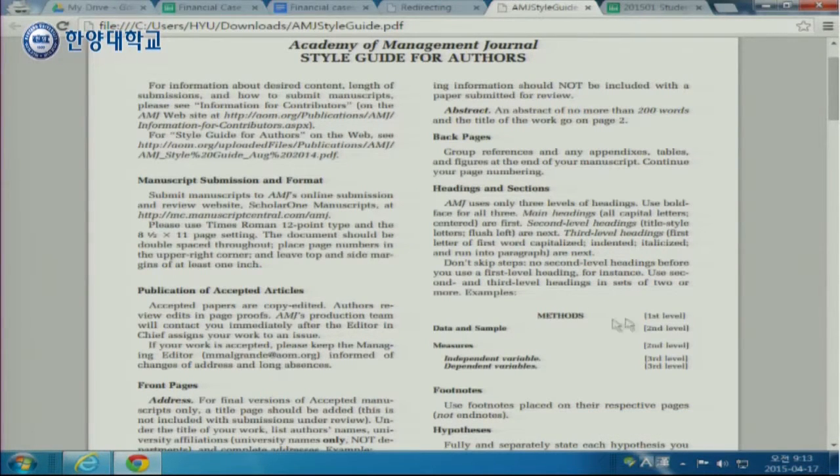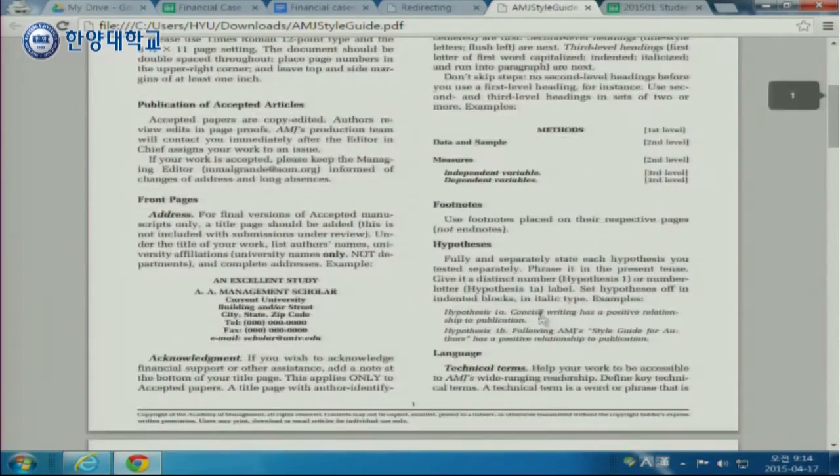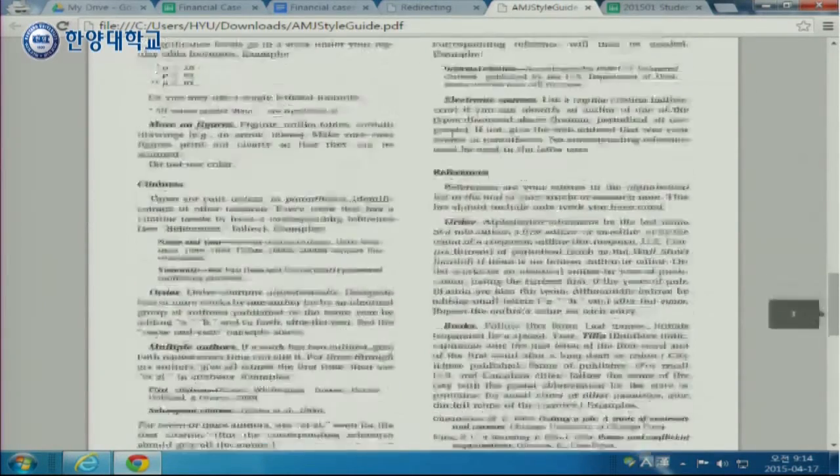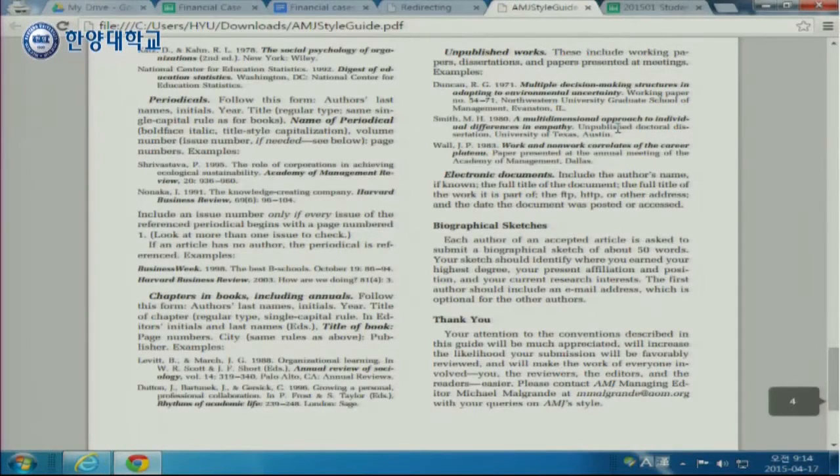It is section 1, section 2, and then subsection, sub-subsection, something like this. And I think it has everything. So whenever you have a table, you have to put a blank and insert the table about here and put everything in the back of the paper. So please read this one carefully and please make your term paper in line with this format.